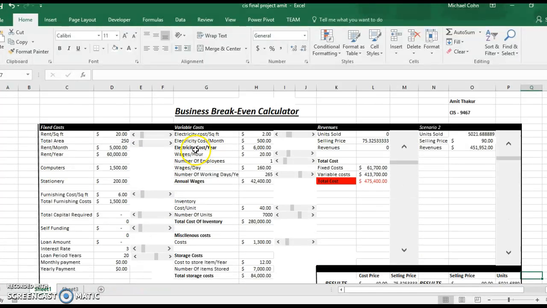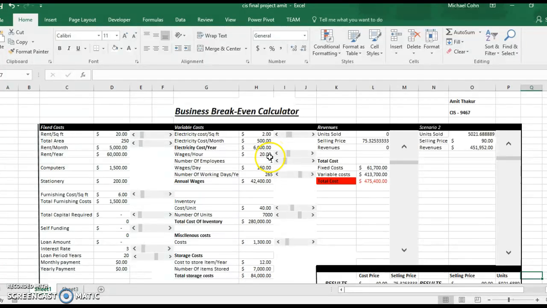Now let us come to the variable cost section. I did some research and I found out that it costs around $2 a square foot in electricity bills per month. So it would cost her around $6,000 a year in electricity cost.